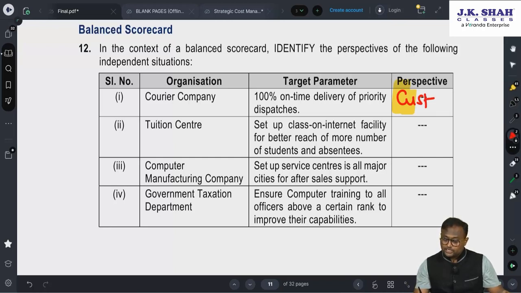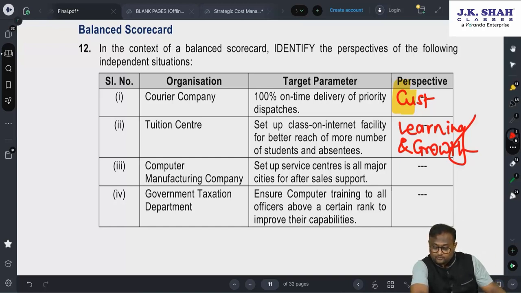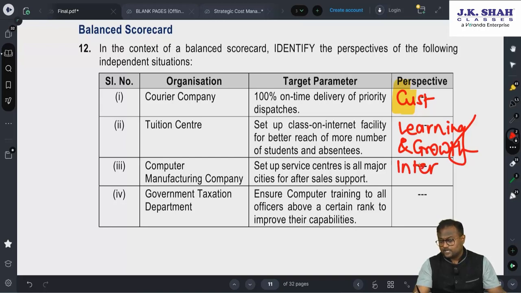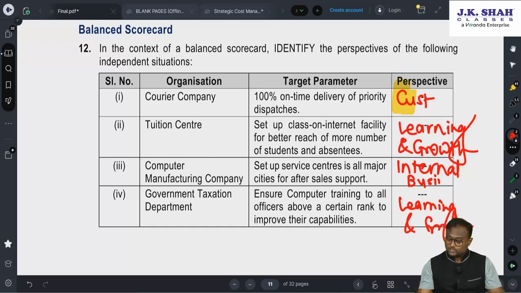So customer perspective. Tuition center set up class on internet facility for better reach. It is for better reach, that means it is learning and growth, whereby you are expanding your market by training your staff. Computer manufacturing company setting up a device centers in all major cities for after sales support. Set up service center in all major cities for after sales support. This can be customer's perspective also, but more than that, it is internal business perspective, basically you are upgrading your system, you are upgrading your methods of operations, and government taxation department says that it has working towards ensuring the computer training to its officers. That is again learning and growth. That's it. That was your question number 12.